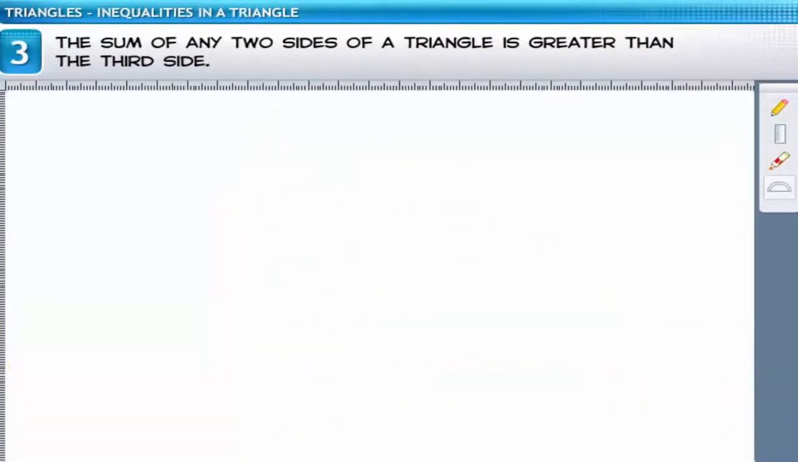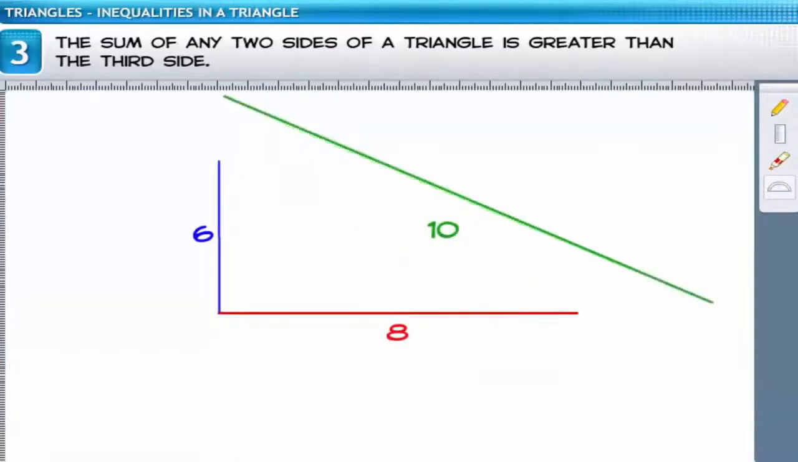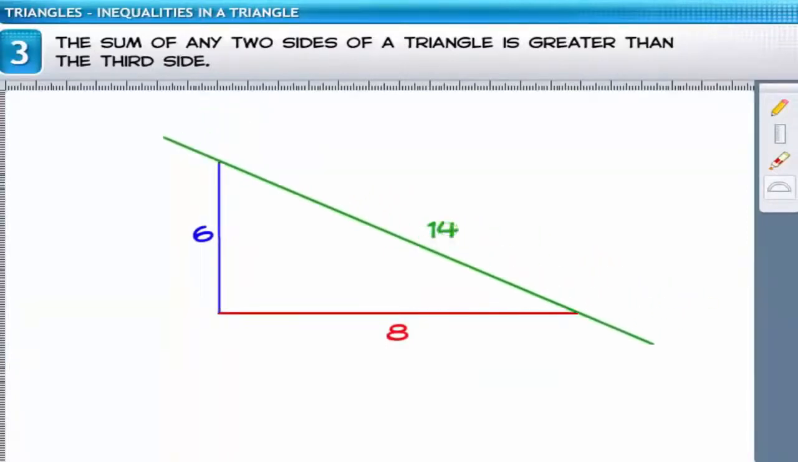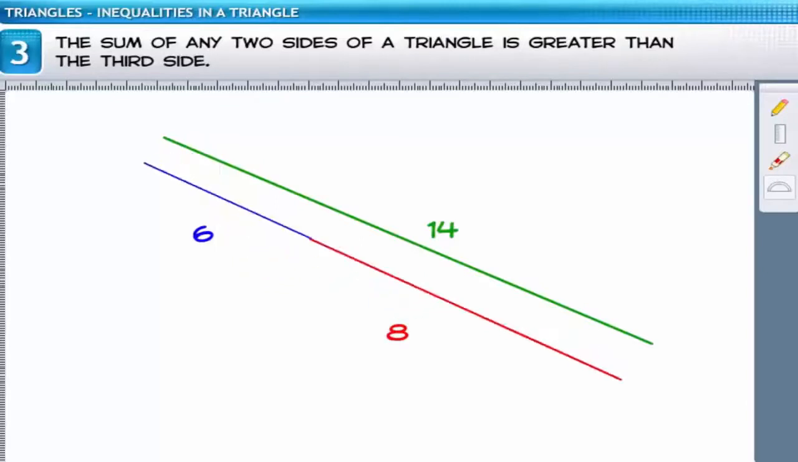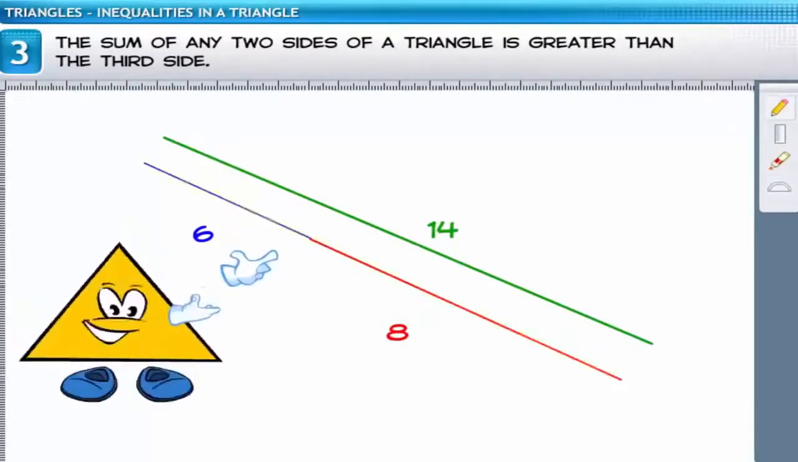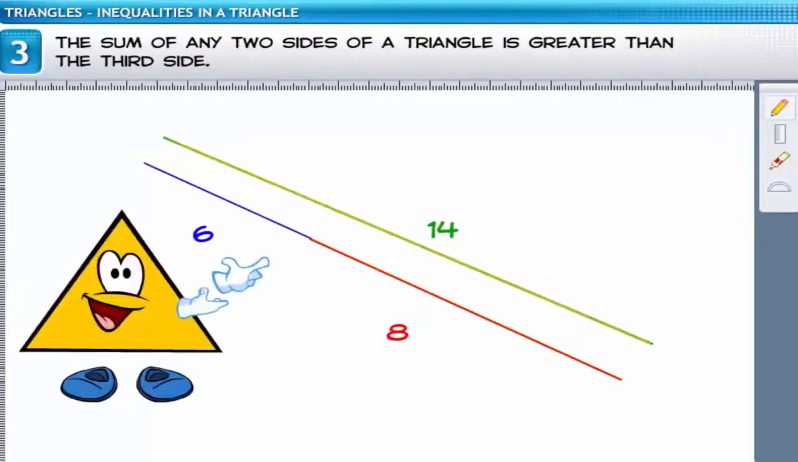Now let's try to construct a triangle with the sticks of length 6, 8 and 14 units. Is it possible to construct a triangle with these sides? You can observe that it is impossible to form a triangle. Let's see why. On comparing, we find that the sum of the two sides is equal to the third side. We cannot construct a triangle with such measurements. Similarly, we cannot construct a triangle if the sum of the two sides is less than the third side.